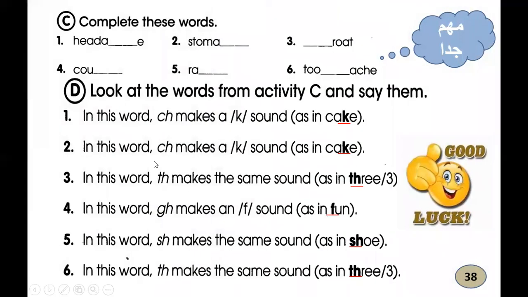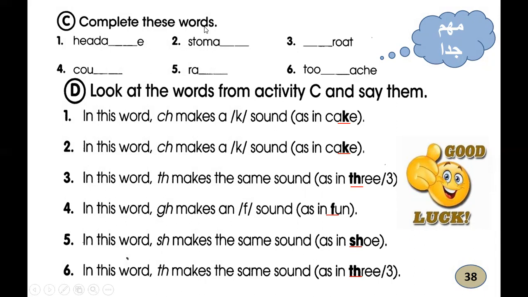Now we will complete activity C. Activity C is important. Here we have missing letters and these words, all of these are elements. عندي أمراض ولازم أنا أكمل هذه المفردات with two letters. عندي missing. Two letters are missing. حرفين مفقودين بالكلمة. ممكن تجيني هذه الامتحان الوزاري بنفس الصيغة. So he said complete these words.